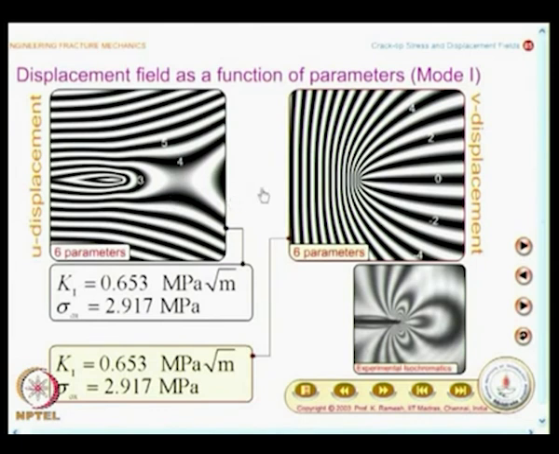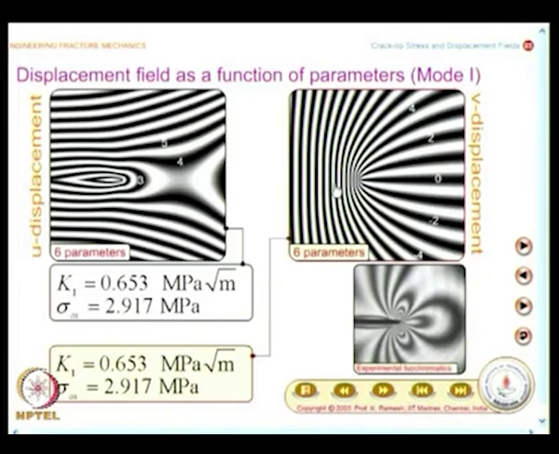So, from that point of view, photoelasticity has indeed propelled the research of fracture mechanics in the right direction. And what you see on this screen is the photoelastic fringe pattern, because the coefficients are determined based on the photoelastic analysis, and these coefficients are used to plot the displacement field by taking as many terms as possible.